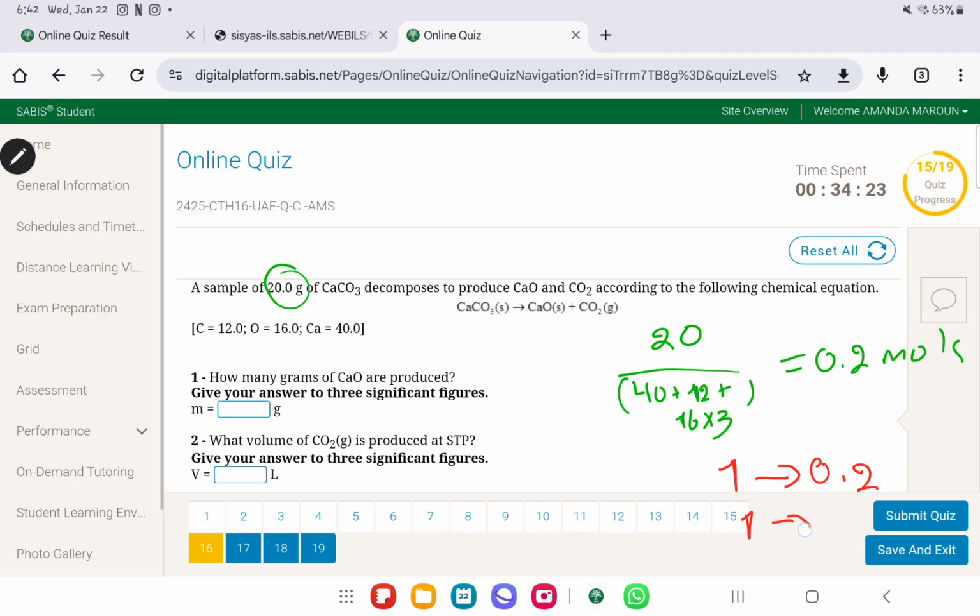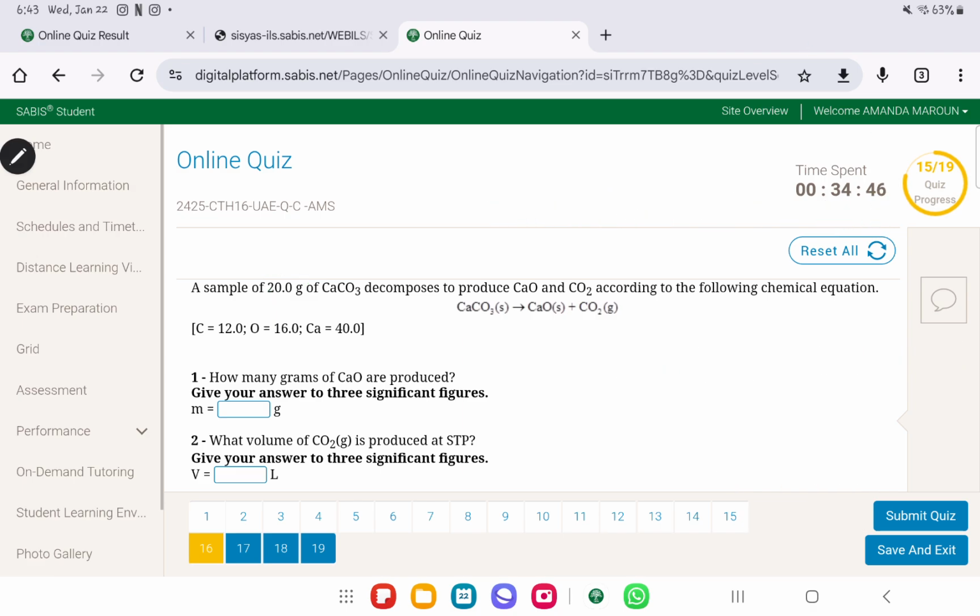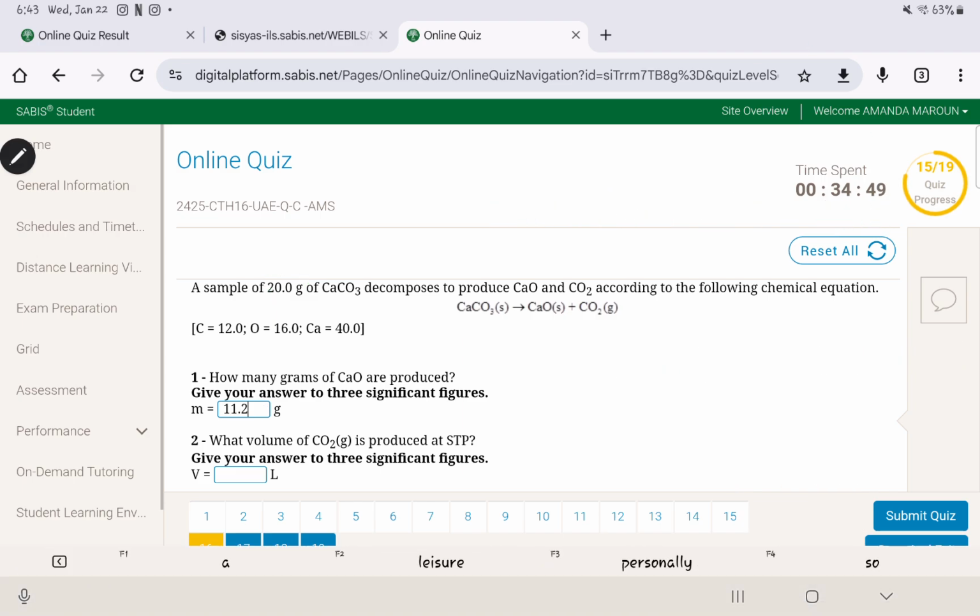Then 1 mole of CaO will also give us 0.2 moles. But do they need the number of moles? No, they need the grams. So 0.2 times the molar mass of CaO, which is 40 plus 16. So 0.2 times 40 plus 16 will give us an answer of 11.2. So the grams is 11.2.